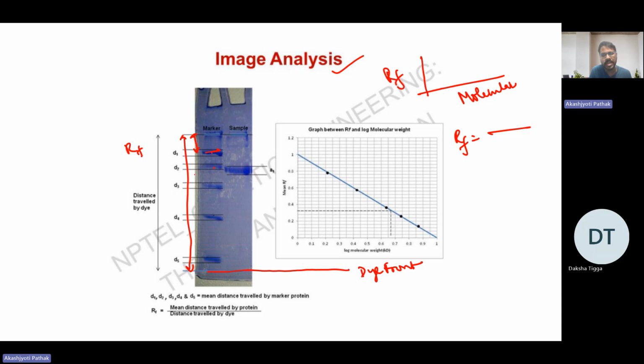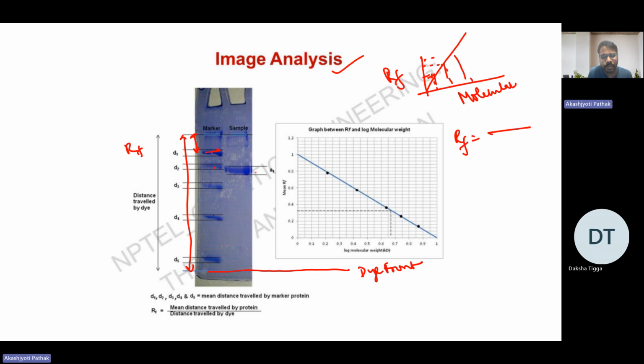So each of these proteins will have different RF values. So now you can plot this RF. You know the RF value, you know the molecular weight, you can plot this and you can get a standard curve. Okay. So you can take a graph and you can plot this. So once this is plotted, then this is your sample.